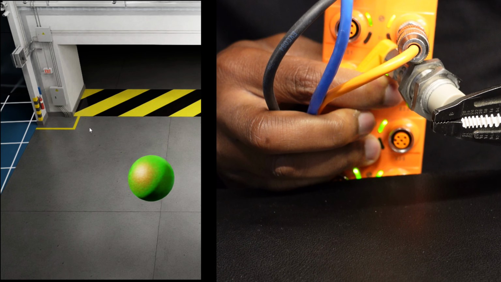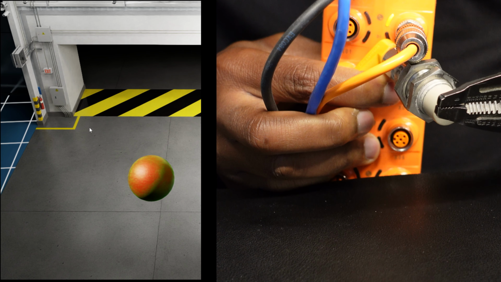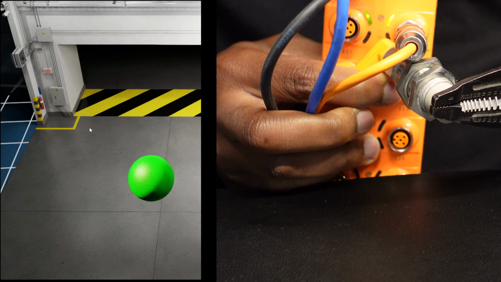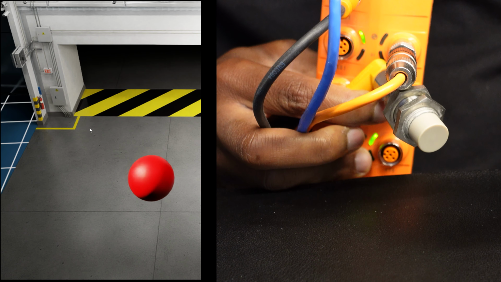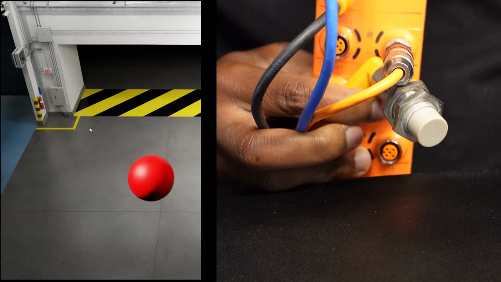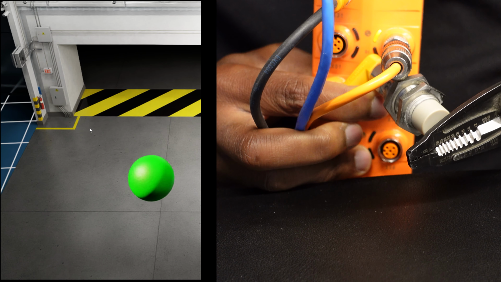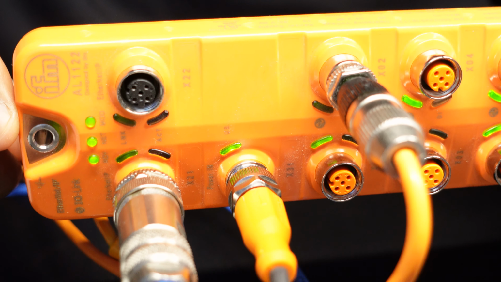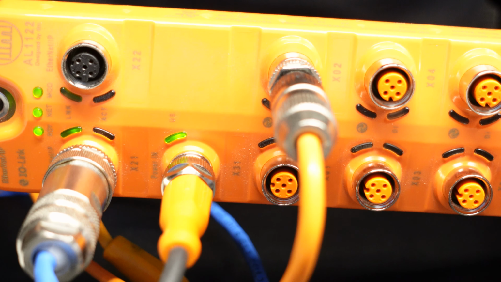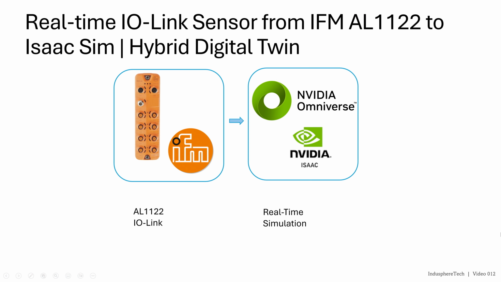Second demonstration, each time the sensor detects metal, the LED on the AL1122 turns on and the virtual object becomes green instantly. Physical detection driving digital twin behavior in real time. And that's it. We successfully connected a real IO-Link sensor to Isaac Sim using the IFM AL1122 Master with automatic discovery and zero configuration.